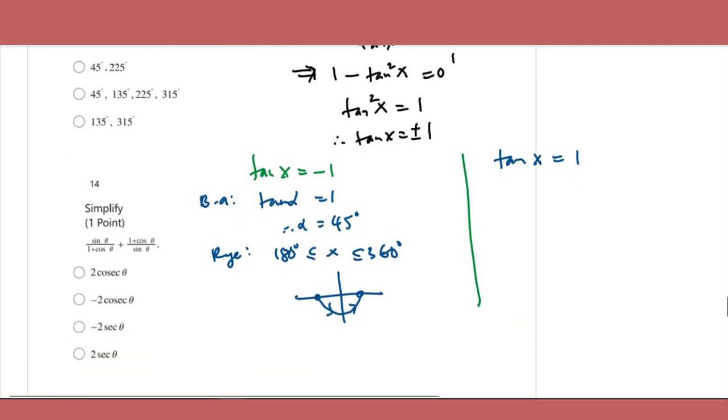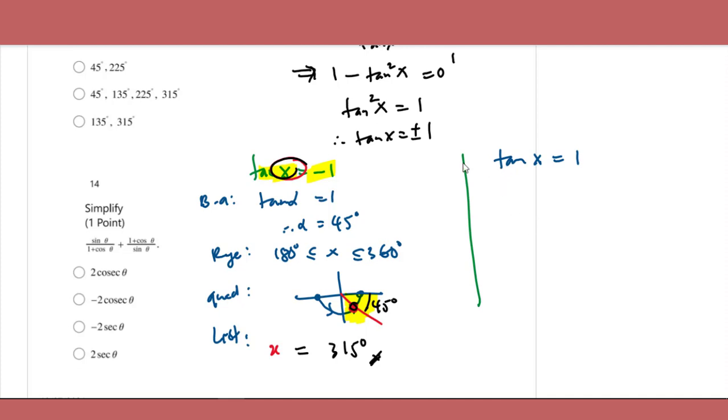Then for tangent negative, this is in the fourth quadrant, and there is only one answer. The first quadrant, the third quadrant, and the fourth is the one we need. So x is equal to 360 minus the basic angle 45, which is equal to 315. Done for this case.